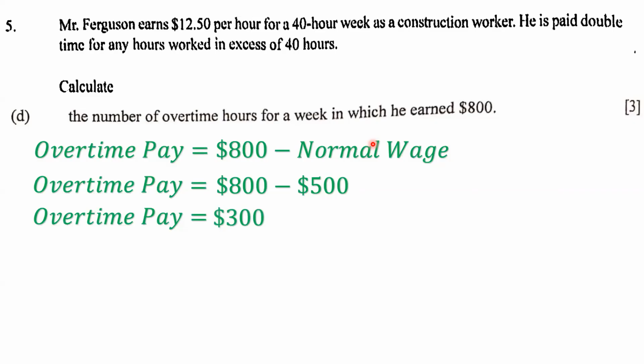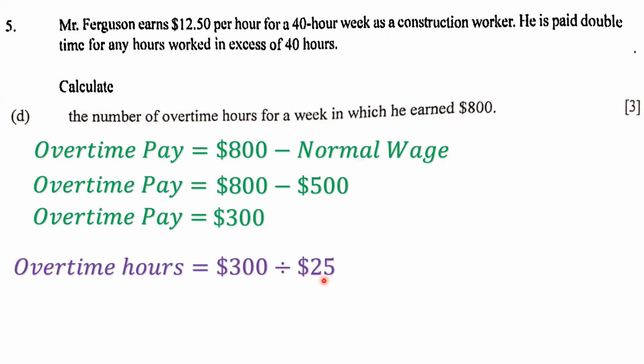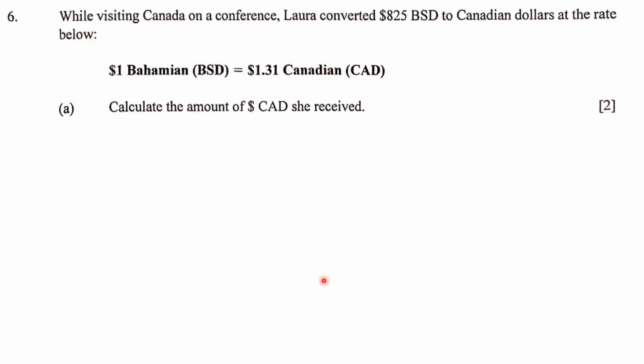$300 in overtime. So how many hours did he have to work in order to get $300 overtime? Well, we just have to divide 300 by 25 because he gets $25 for each hour of overtime that he works. So we have 300 divided by 25, which is going to be 12 hours. So the amount of hours that he worked overtime is going to be 12 hours. Okay, let's move on to the next question.